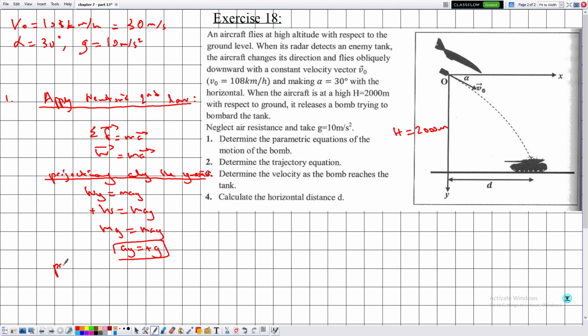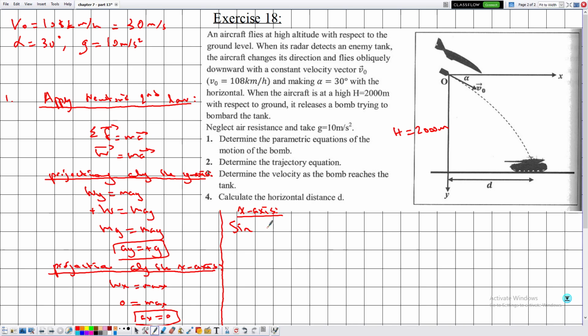Now as for the projection along the x-axis, we have w_x is equal to m a_x. No projection for w along the x-axis, so this is 0, which means that a_x is equal to 0. So now after we have specified the values of a_y and a_x, we can determine the type of motion along each axis. Let me start with the x-axis.